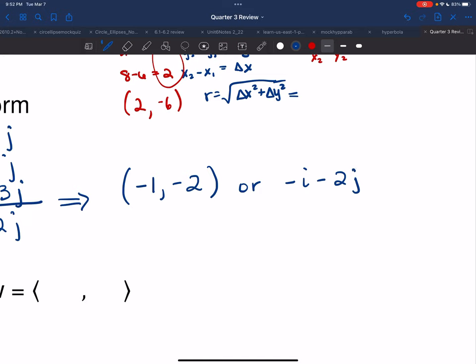If it asks you for the magnitude of all of them, which is not asking on this part, right? You would go ahead and find the polar coordinate. So square root of -1 squared plus -2 squared.